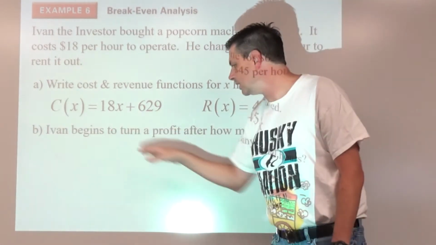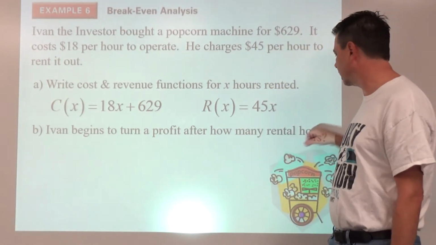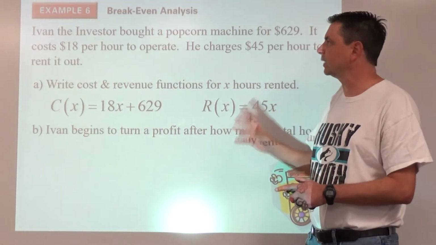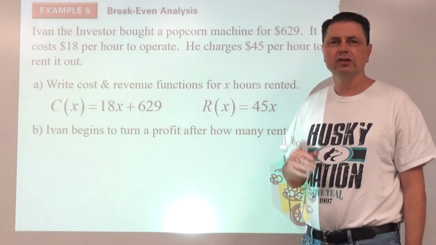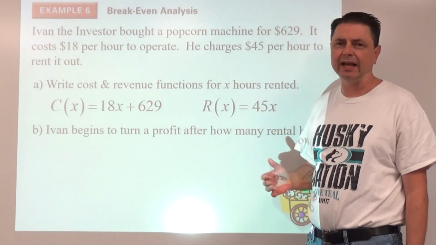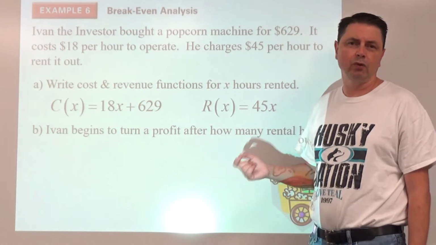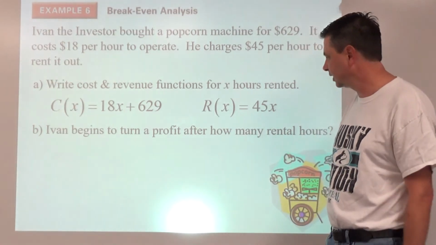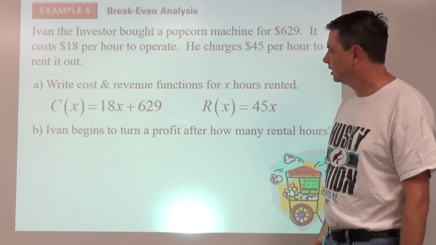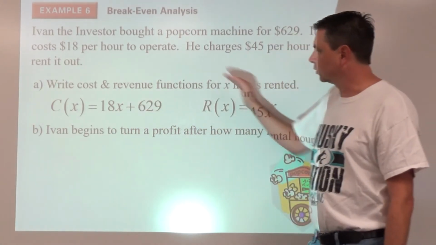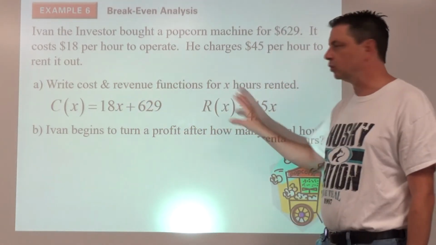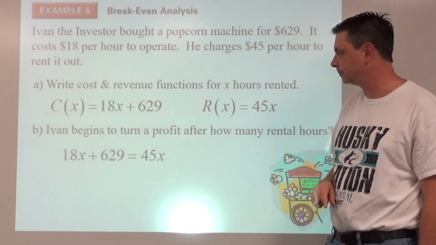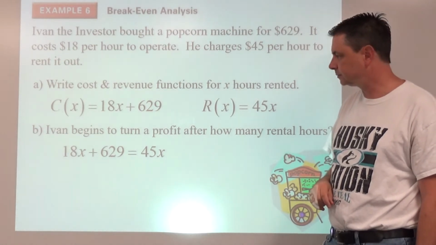All right, so when does Ivan begin to return a profit? Rental hours, keeping in mind that he only rents it out for whole numbers of hours. So you can't say, hey, I want to rent it out for 0.8243 hours. That doesn't really make sense. So he rents it out in hour blocks. When does he turn a profit? Well, when does he break even? He breaks even when the two functions are equal, when the cost equals the revenue. So let's set the functions equal to each other and see if we can solve.